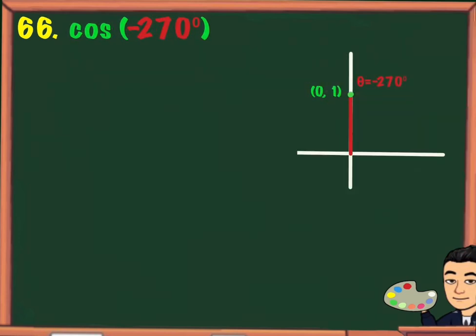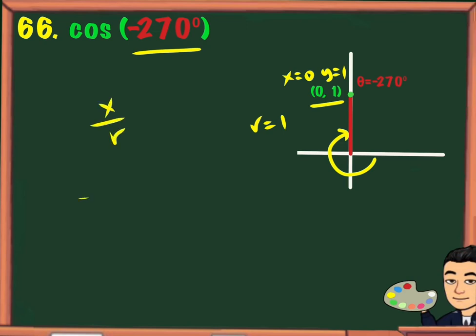For number 66, we have our theta equals negative 270 degrees. That means you have to go clockwise, and you're going to have your terminal side on the positive y-axis. So make sure you dot a point on the unit circle. You're going to have x equals 0 and y equals positive 1, and r equals 1. Knowing that cosine is x over r, x is 0, r is 1, so the cosine of negative 270 degrees is going to be 0.